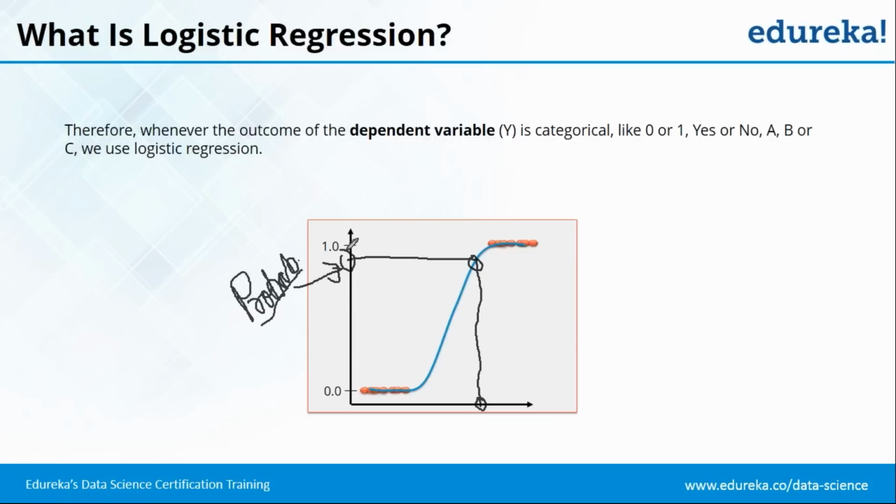Whenever you get this probability, based on it you decide whether your y will be a 1 or a 0. And how is that calculated? You decide a threshold, and based on this threshold, your model decides whether it will categorize it under 1 or under 0, right? So this is what happens in your logistic regression model.